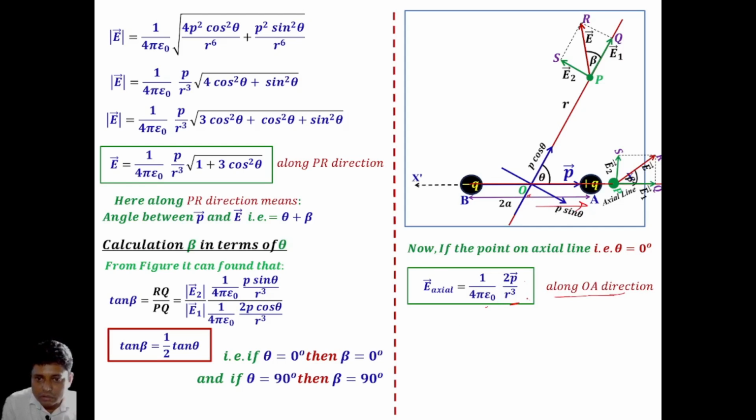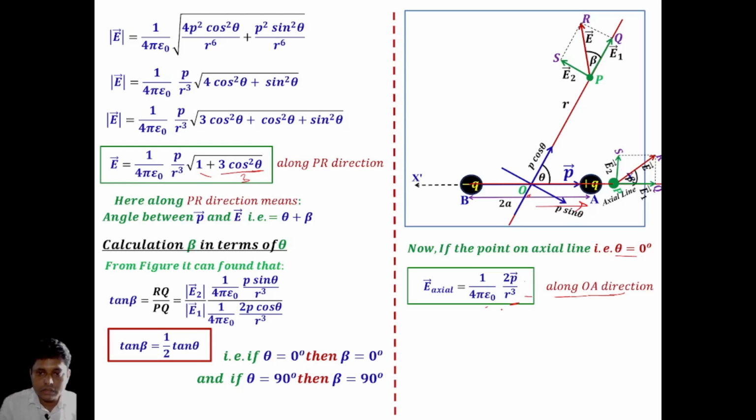And how did we get this value? Here we can put theta as 0. If I put theta as 0, this value will be 3, 3 plus 1 is 4, root of 4 will be 2. So we found 2p by r cube. Vectorially if we represent it, then it will be 2p by r cube. Okay.